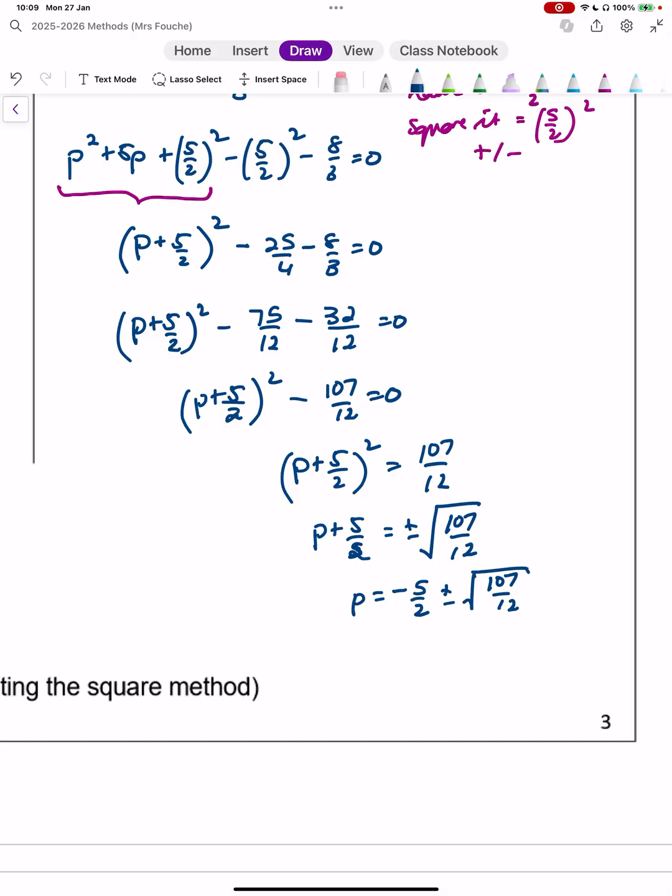I probably wouldn't try and simplify that any further. I would just leave it then as p is negative 5 on 2 plus root 107 on 12, or p is negative 5 on 2 minus root 107 on 12.